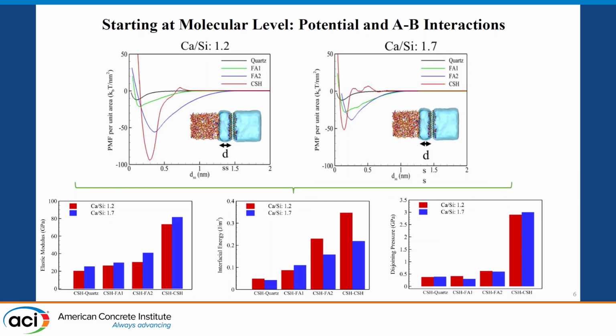But then, if you put the CSH, regardless of whether it's 1.1, 1.2, or 1.7, in contact with the fly ash surface, then those curves get more shallow. So we see the strength of interaction is decreasing. But what we are observing is that for fly ash 1, which is the green one, and fly ash 2, which is the blue one, which are different when it comes to the concentration of cations, those two have different energy wells.